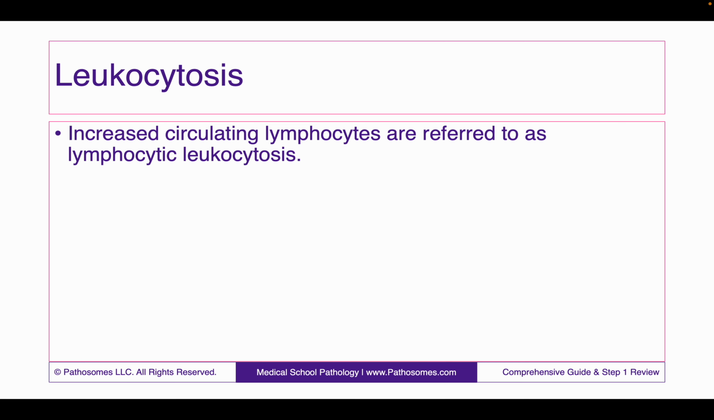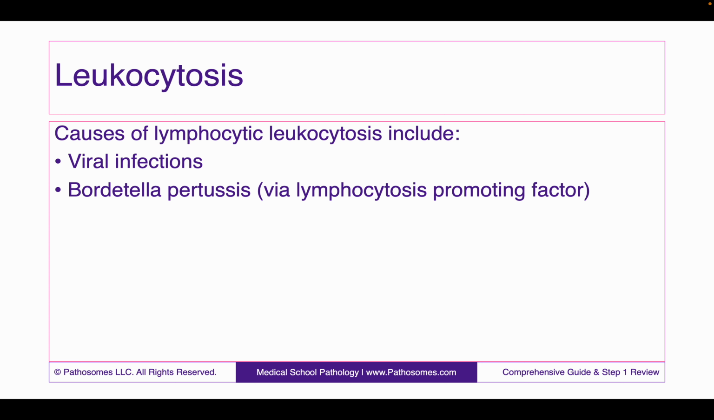Increased circulating lymphocytes are referred to as lymphocytic leukocytosis. Causes of lymphocytic leukocytosis include viral infections and Bordetella pertussis via lymphocytosis promoting factor.